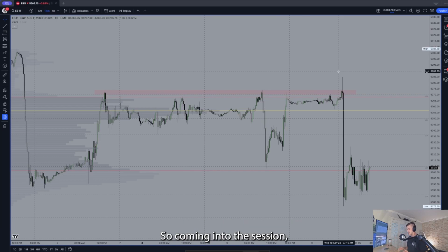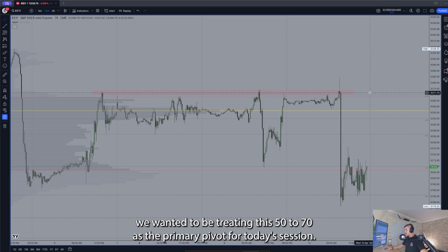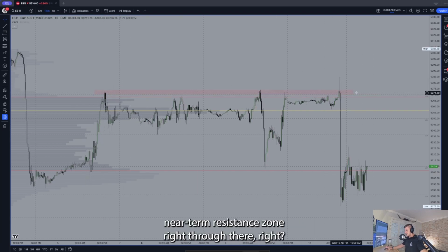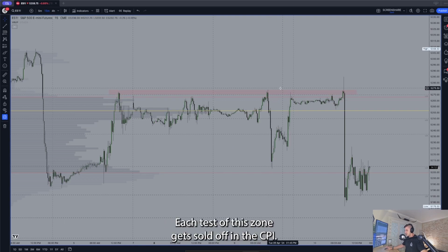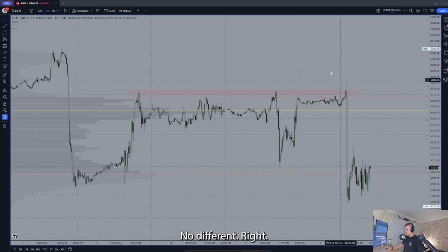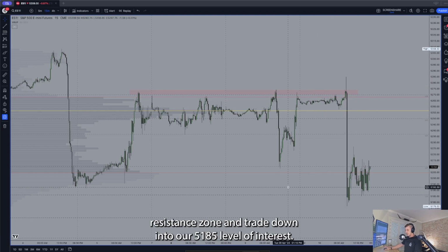So coming into the session, what I had mentioned during the pre-market prep live stream is we wanted to be treating this 5270 as the primary pivot for today's sesh. You have a near-term resistance zone right through there, right? Sellers have done a good job at defending this zone. Each test of this zone gets sold off, and the CPI, a little bit of a hot print, was no different.